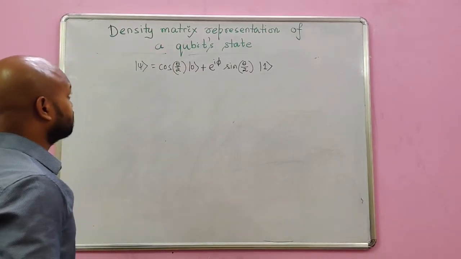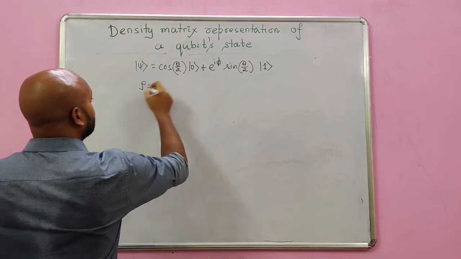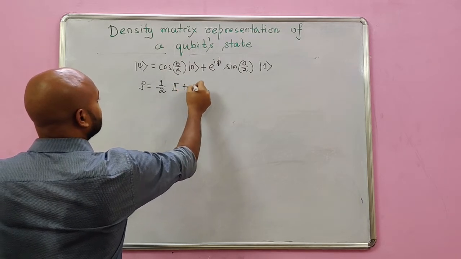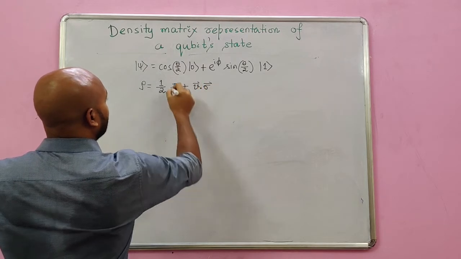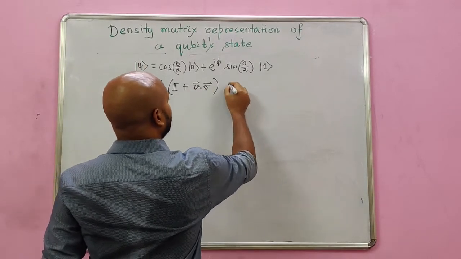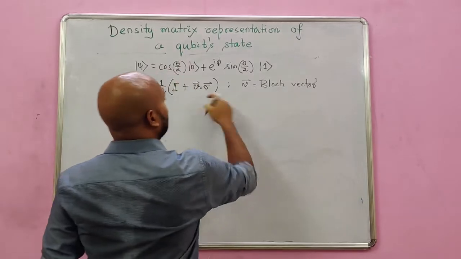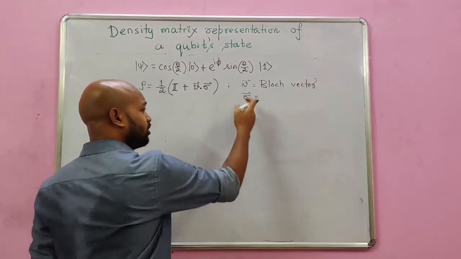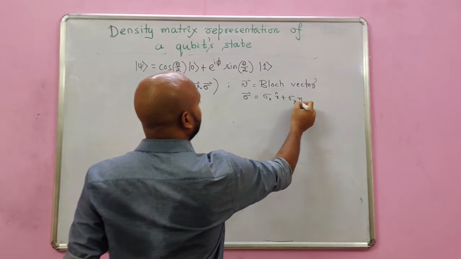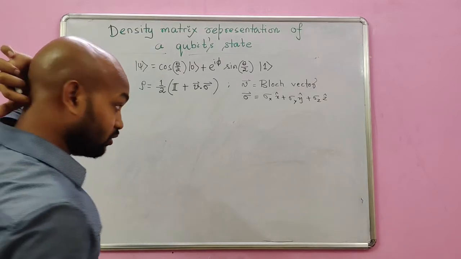There is another general representation of a qubit state: the density matrix of a qubit can be written as half times (identity plus V dot sigma), where V is the Bloch vector, and sigma is the Pauli vector, given by sigma x x-cap plus sigma y y-cap plus sigma z z-cap. Sigma x, sigma y, and sigma z are the usual Pauli matrices.